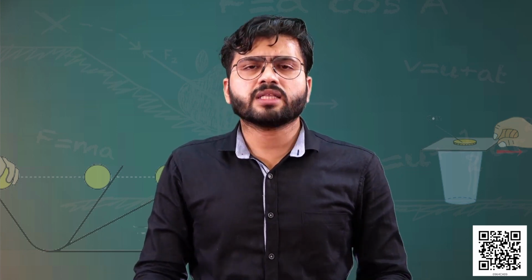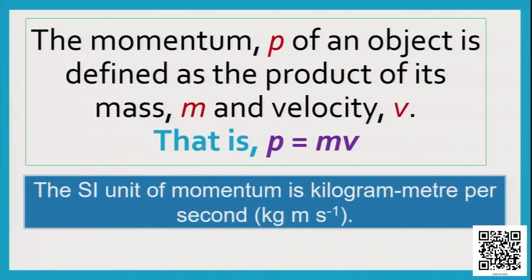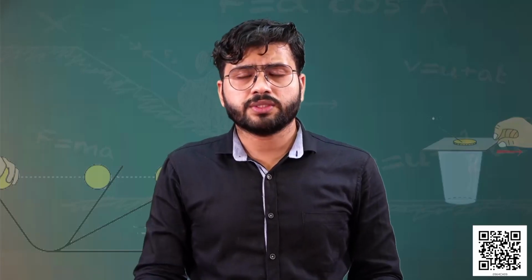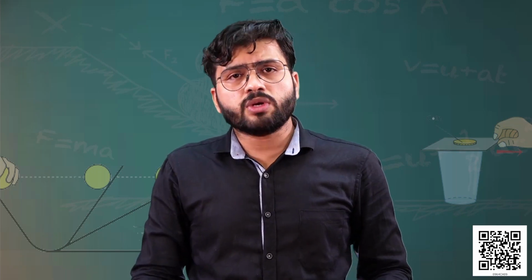So let us have a look at the definition of momentum. How can we define momentum? The momentum P of an object is defined as the product of its mass and velocity, and the expression is P = mv. Here P indicates the momentum, m indicates the mass of the object, and v indicates the velocity of the object. So P = mv, that is the product of mass and velocity of the object. And as usual, it is a vector quantity, and momentum has both magnitude as well as direction.